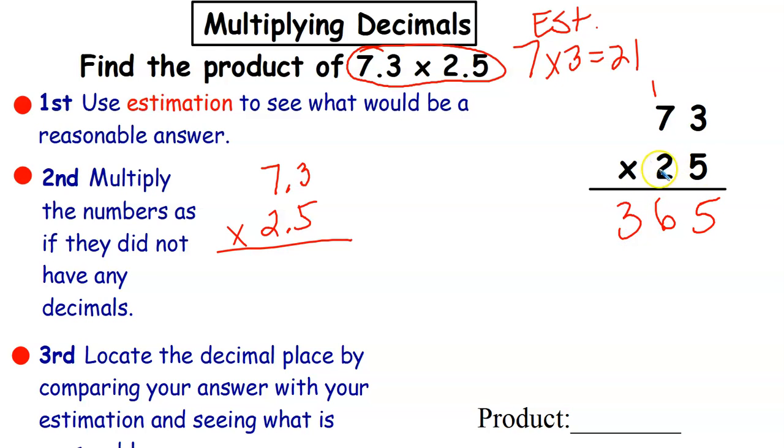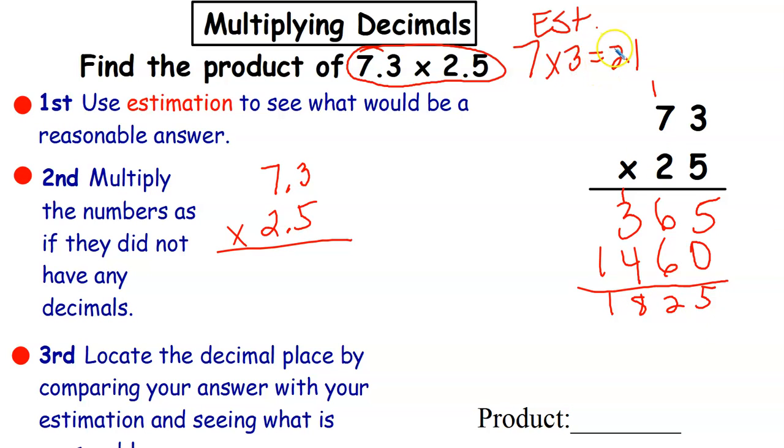Now when I start to multiply the 2, this is in the tens place, so I have to put a 0 because that 2 stands for 20. 2 times 3 is 6, and 2 times 7 is 14. Okay, when I add these numbers together, I get 1,825. Ooh, but wait a minute.